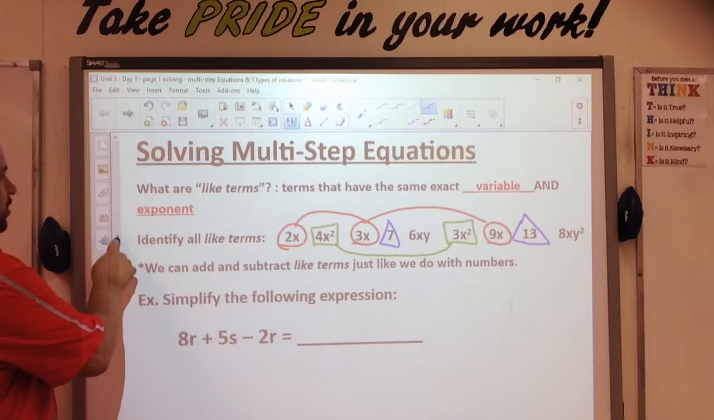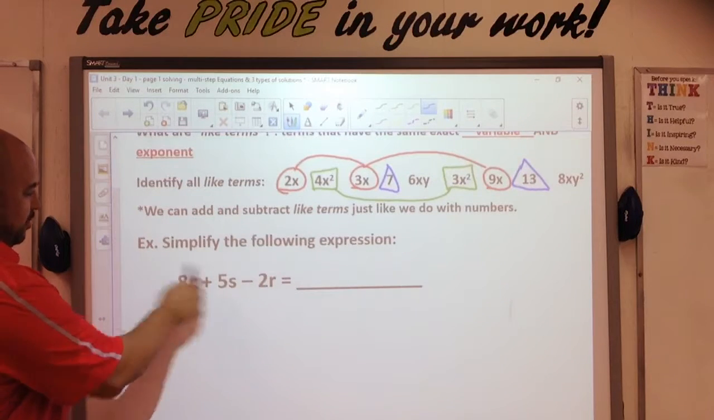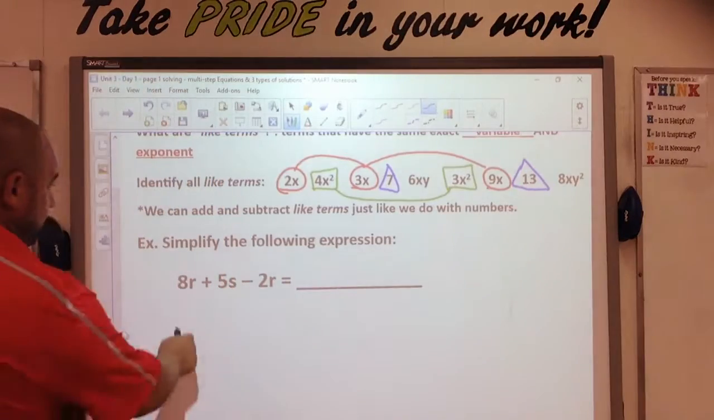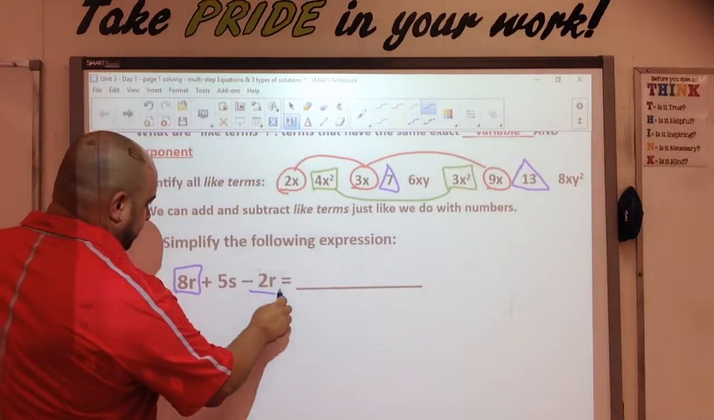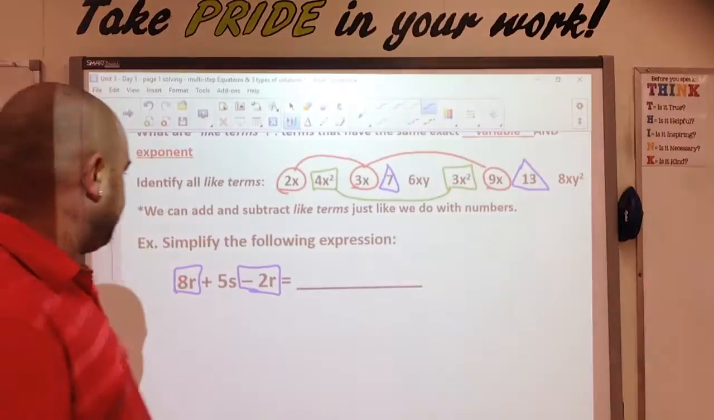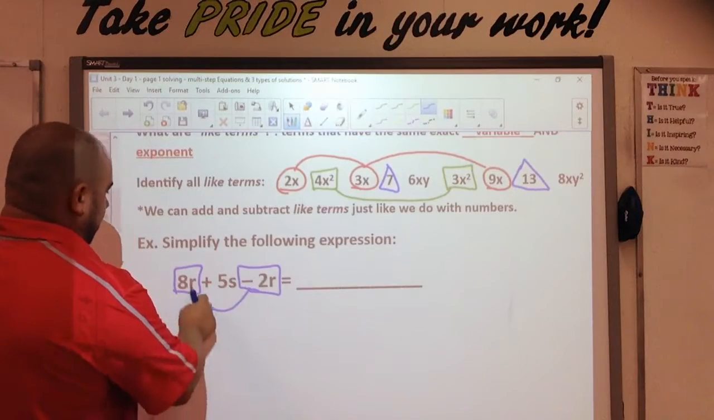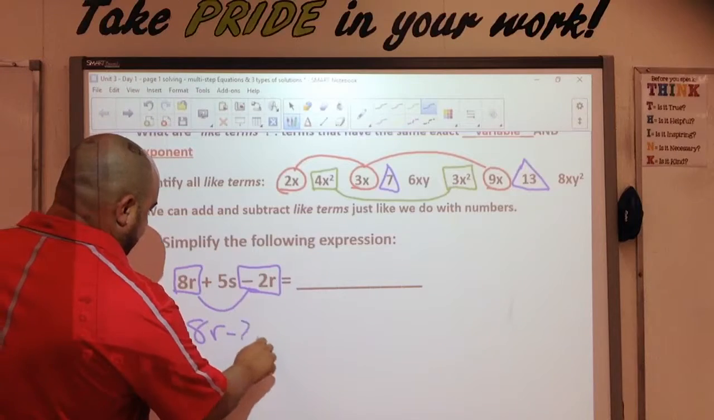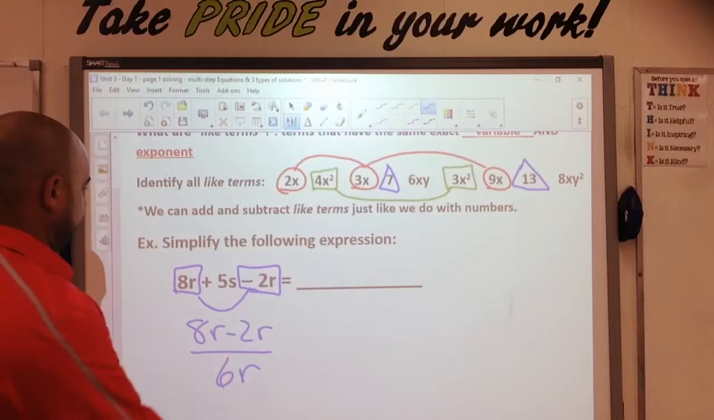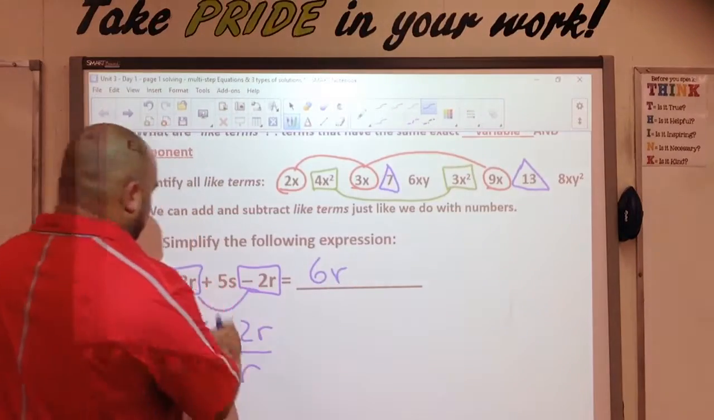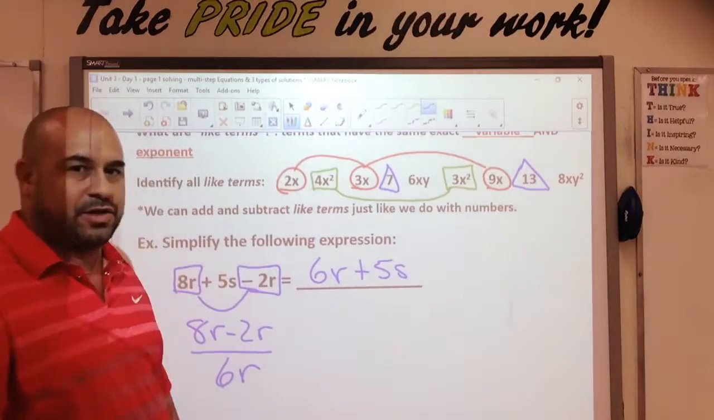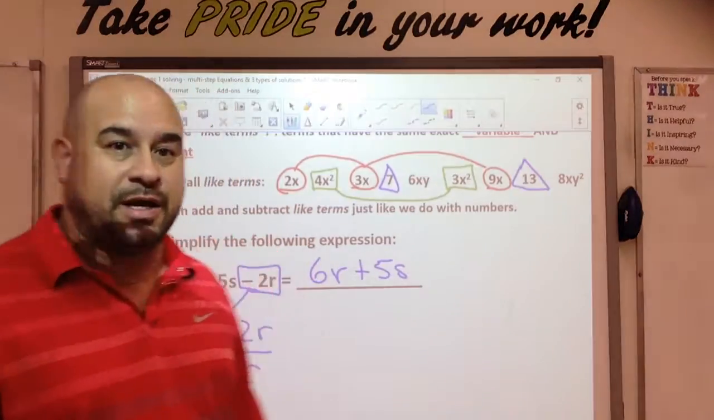So let's simplify the following expression. It says 8r plus 5s minus 2r equals. So my like terms are 8r and 2r. And notice that I put a box around the sign in front of the 2r. So if we combine these two, 8r minus 2r, you get 6r. Okay? And so you can put 6r plus 5s. 5s did not have any like terms, so we didn't have anything to combine it with.